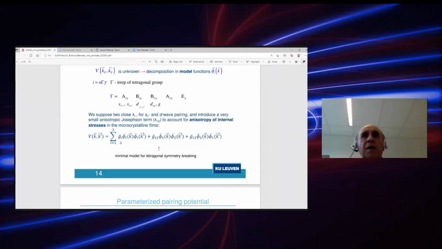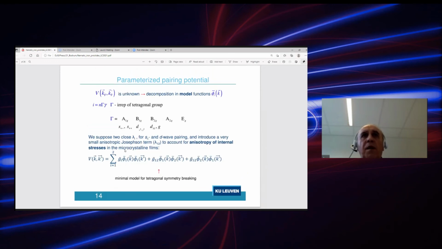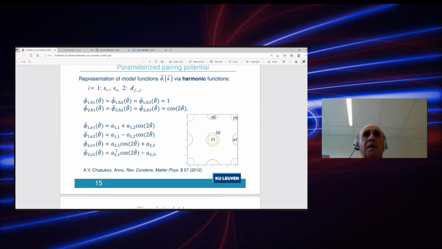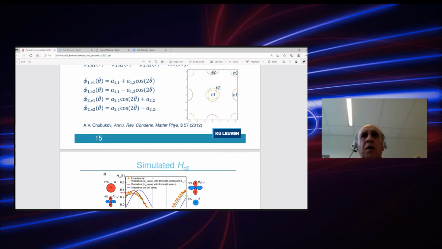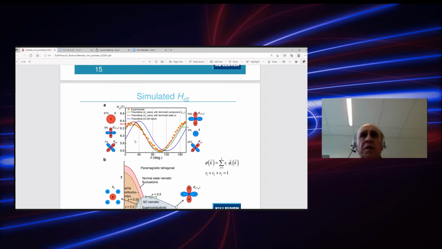These are coupling strengths for the two close states, and g12 is a mixing of these states. So this will describe the mixing. The functions phi, in principle, are known. I will not describe this. This is a simulation of Hc2.